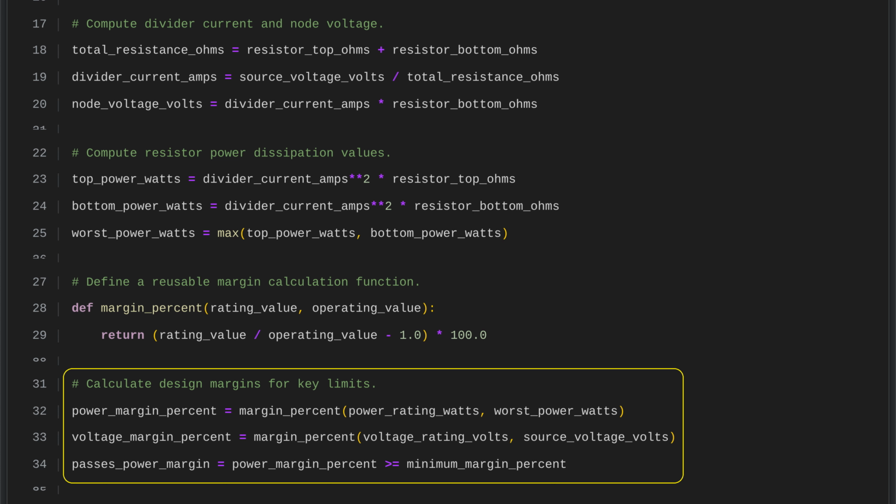The code calculates power and voltage margin percentages using a margin calculation function. It compares the power rating with worst-case power dissipation and the voltage rating with the source voltage to show how much each rating exceeds the expected demand. Finally, it checks whether the power margin meets the minimum required design margin.